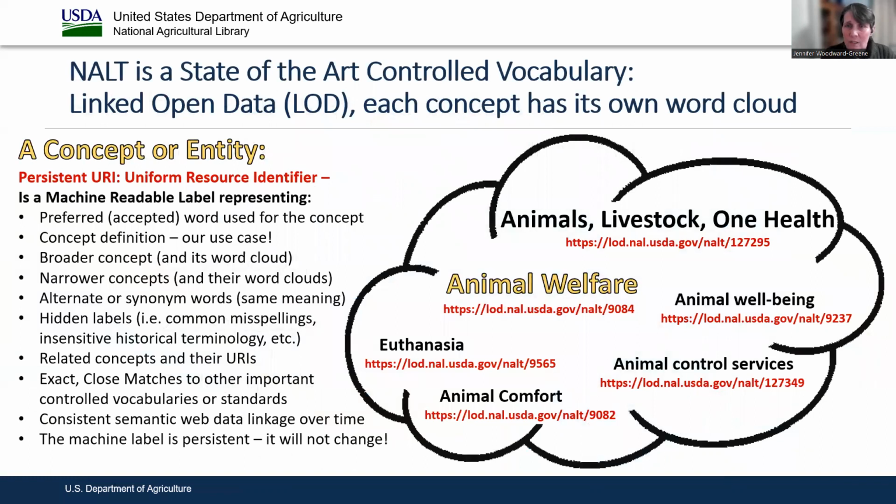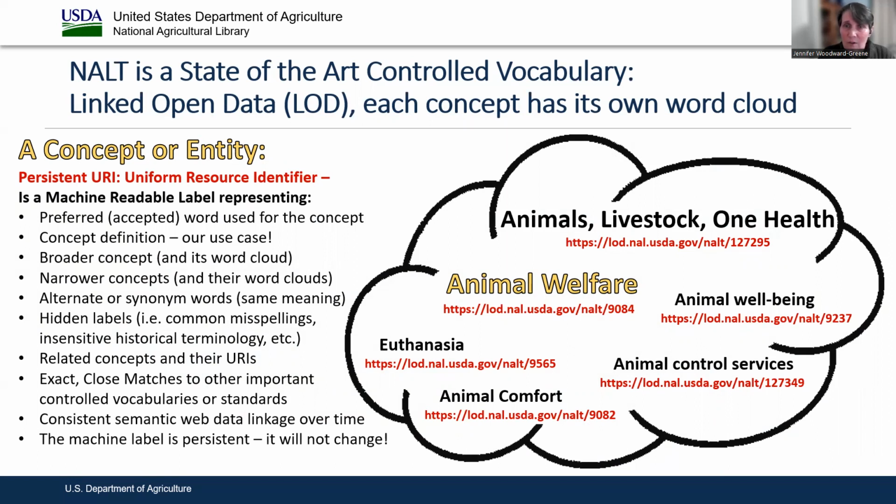Each concept in NALT is assigned a persistent URI, Uniform Resource Identifier, that is a resolvable web address and that can return the data in Resource Description Framework, RDF format, via automated tools. Each concept metaphorically goes out into the World Wide Web with its own personal word cloud, so it can link up not only with exact character or letter-for-letter matches, but with related concepts and content, including broader or narrower concepts.